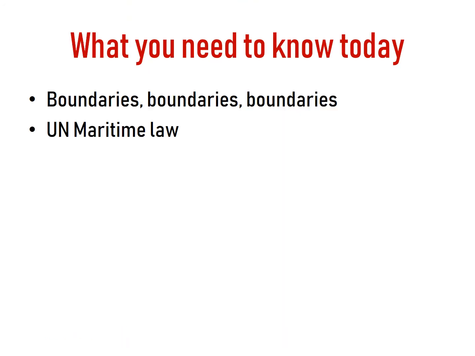So what you need to know today. Boundaries, boundaries, boundaries. I cannot reiterate enough how important it is. I would copy down that flowchart with the arrows and all the different boundaries, and I would take the time to understand each one of them and their examples. And then finally, be able to break down UN Maritime Law. Understand that the 12 nautical miles are sovereign, 200 nautical miles is exclusive economic power, and that you would just split states that are in between.